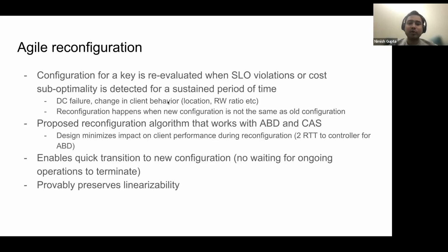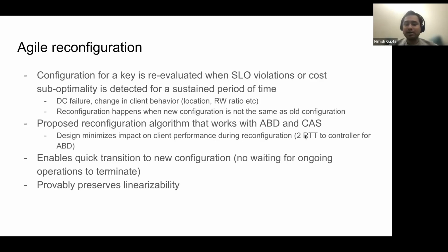So we suddenly have new clients emerging in locations that were not sending traffic previously, or the ratio between read-write requests has changed. And reconfiguration happens when the new configuration is not the same as old configuration. So this paper proposes a reconfiguration algorithm that works with ABD and CAS. And the design goal is to minimize the impact on client performance during reconfiguration.